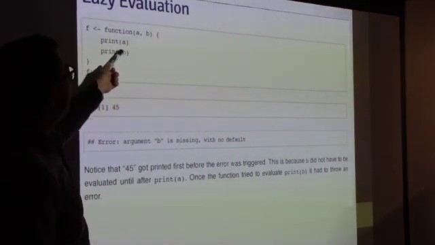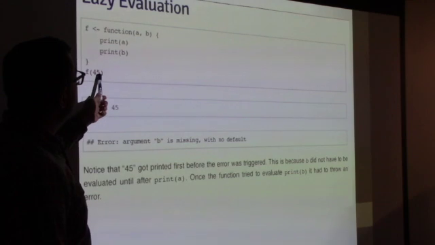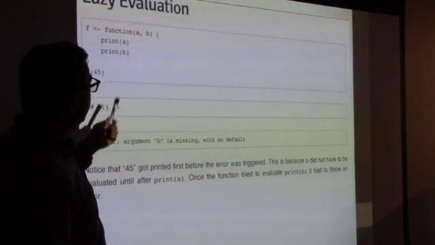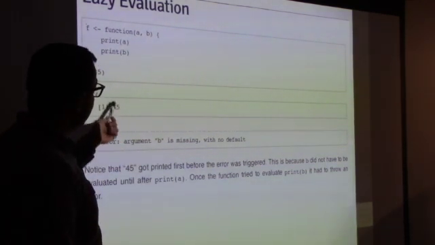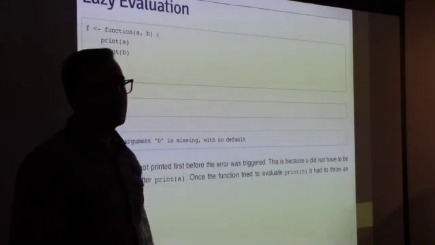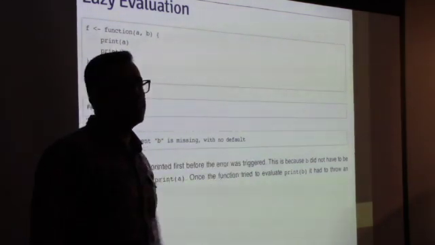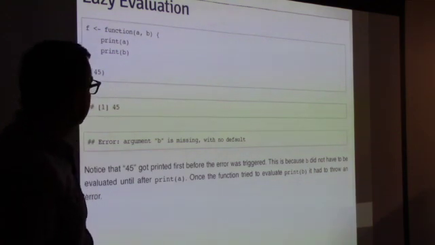Alright, so here, print A, print B, and if you call f of 45, it prints A, but then it says B is missing, with no default. It even tells you that it doesn't have a default value. Okay.